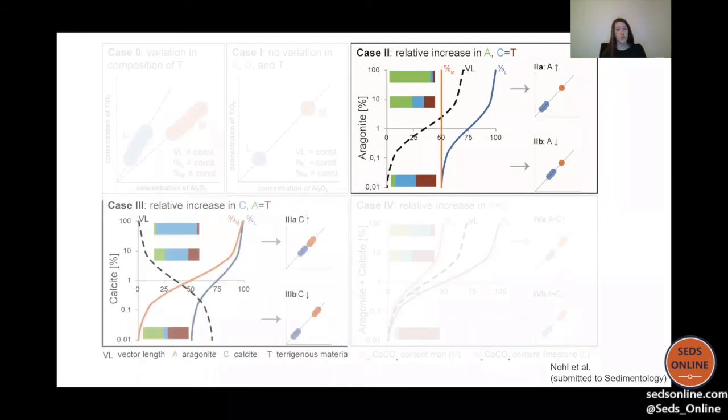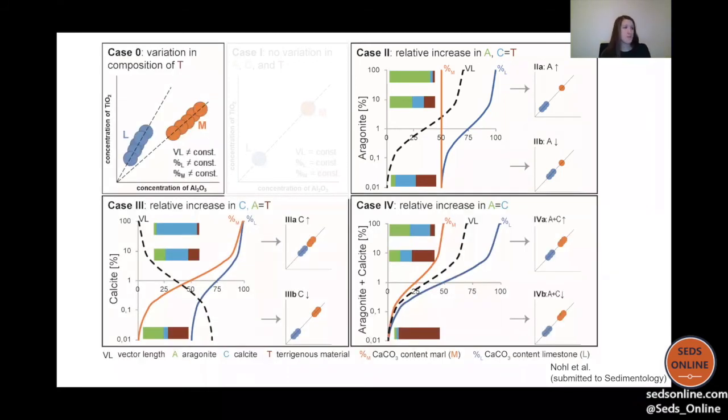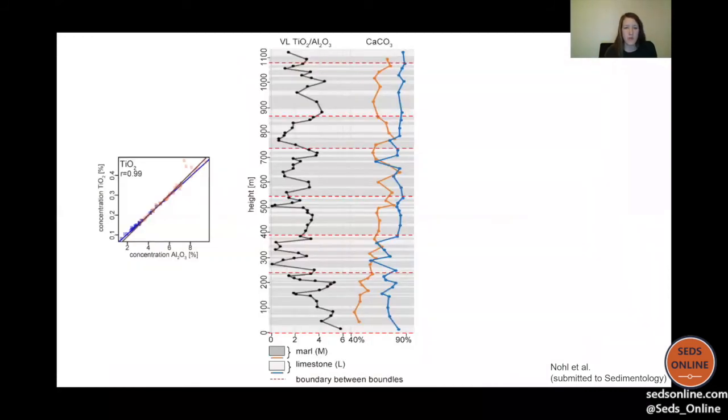And we can formulate different cases for variation in calcite and aragonite, and also some variations within these cases to describe the patterns in vector length and carbonate content in limestone alternations. And we did that for a limestone alternation on Gotland, in Nikasham. It's Silurian, and it reveals the following curves for vector length here, and for calcium carbonate in the marl and calcium carbonate in the limestone.